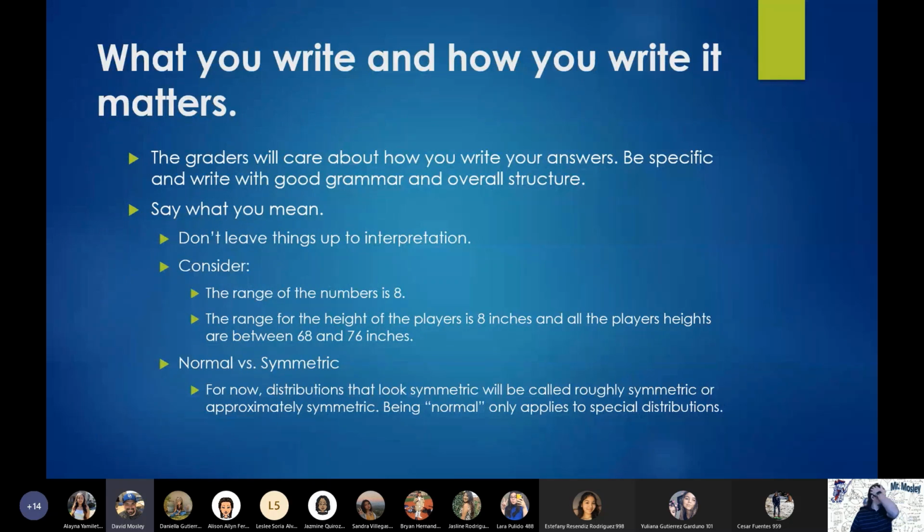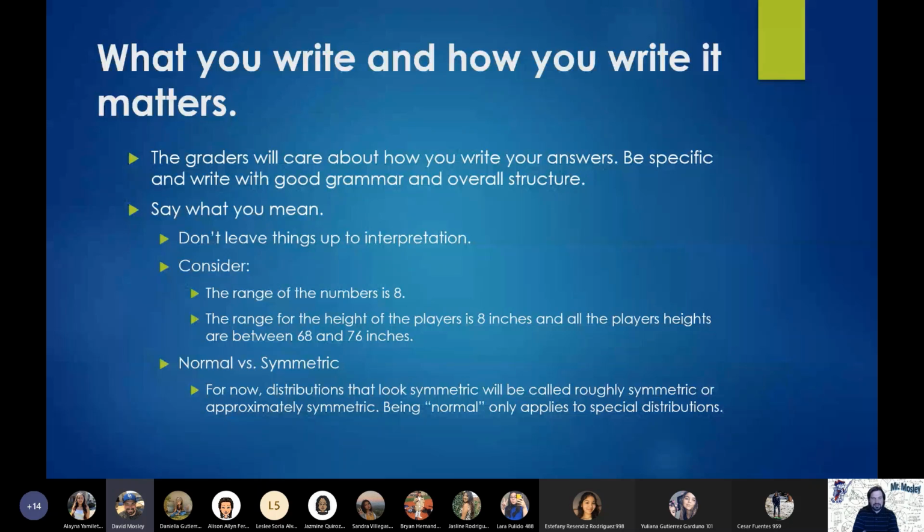So then next, something else that I observed is writing. I know this is not an English class. This is a math class. However, what you write and how you write it matters. The graders will care about how you write your answers. You need to be specific and write with good grammar and overall structure.